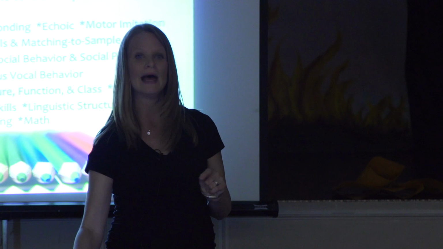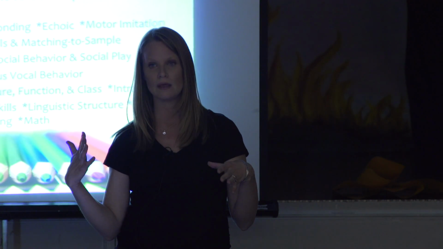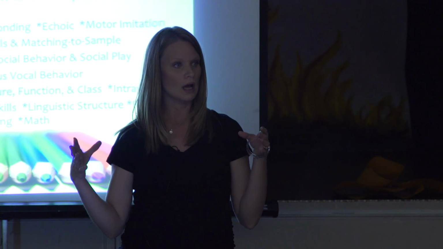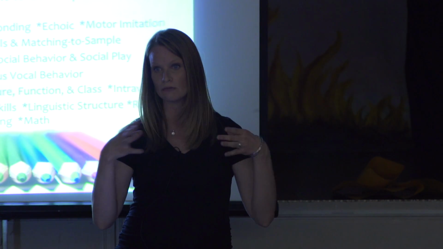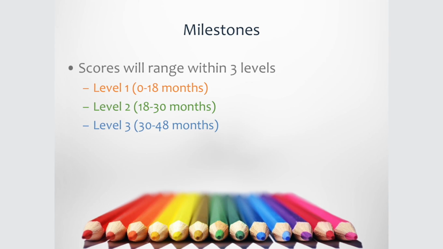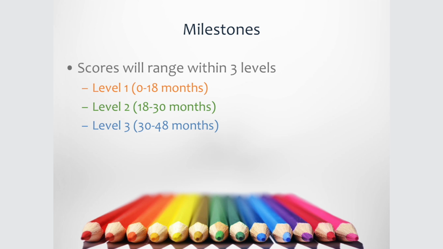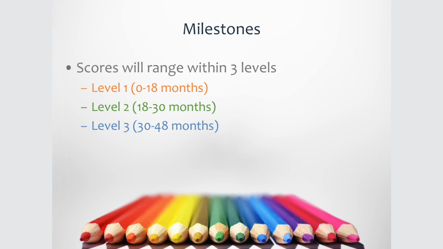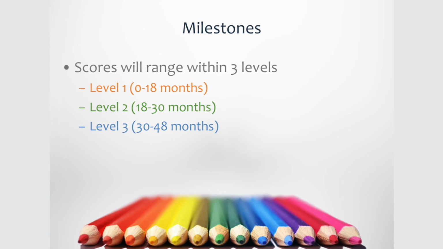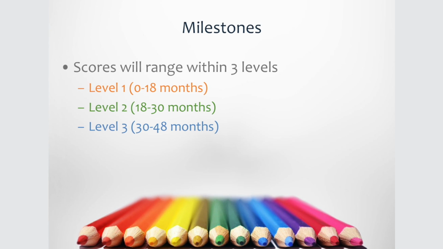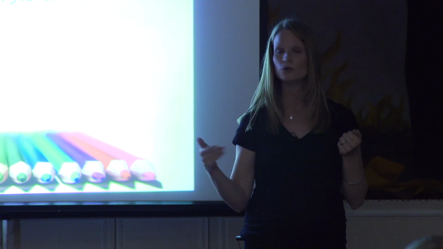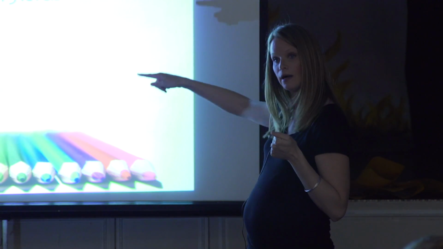Before, we talked about how the assessment is going to link the data to ages. Scores are going to fall within 3 levels. Level 1 is the developmental age of 0 to 18 months. Level 2 is 18 to 30 months, and level 3 is 30 to 48 months. We're talking about developmental age, so we might have a 10-year-old who is scoring in a level 2 area.